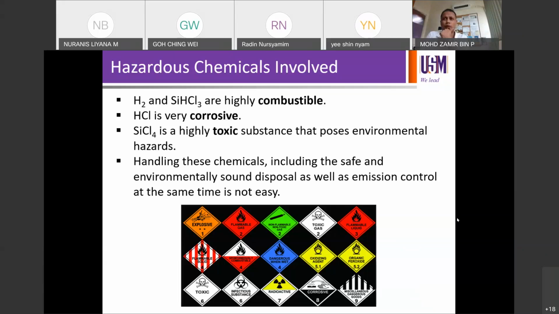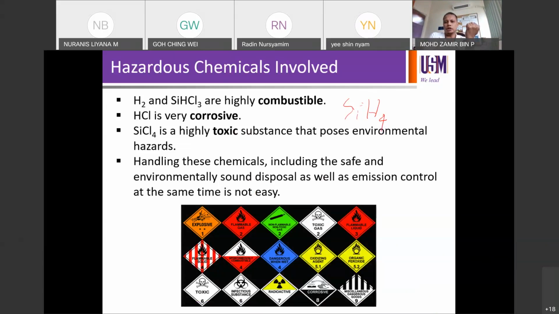Dekat Siltera Infineon, there were a couple of times ada minor flames or something due to silane leakage. Silane is SiH4. Silane ni bahaya, senang terbakar. Silane ni kita guna untuk apa? Kita guna untuk silicon deposition. Silicon thin film deposition. When you learn about CVD process later on, we're going to deal with silane in order to get the silicon from there and then to do the deposition as a thin layer. For example, amorphous silicon is usually originated from silane.